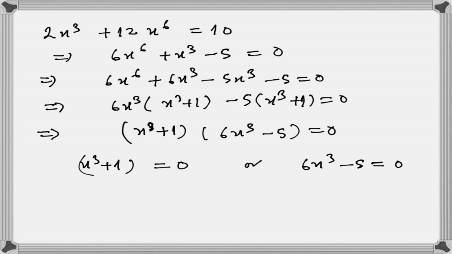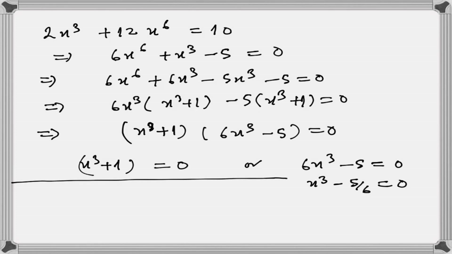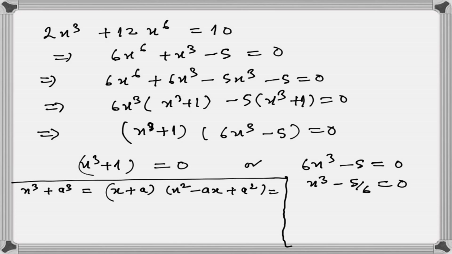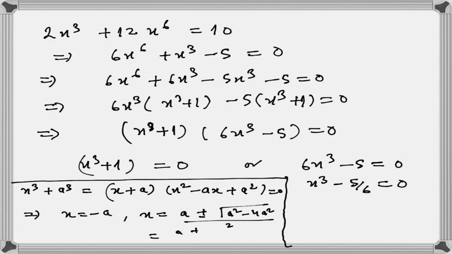Let's find the roots of these two equations. I can further simplify it, so this is nothing but x cube minus 5 by 6 is equal to 0. Here I will take a general form. For example, I will calculate the roots of x cube plus a cube. This is nothing but x plus a times x square minus ax plus a square, which is equal to 0. This implies x is equal to minus a, which is the first root, and for the quadratic equation we get x equal to a plus minus the square root of a square minus 4a square, divided by 2. This is nothing but a plus minus a root 3 i divided by 2.